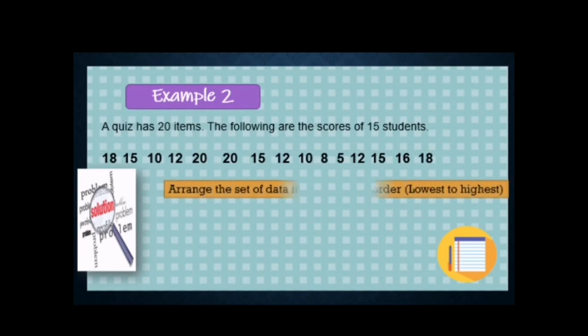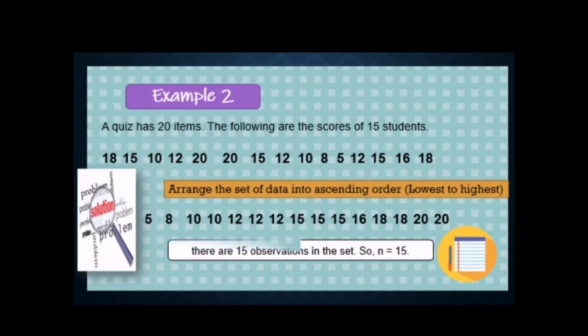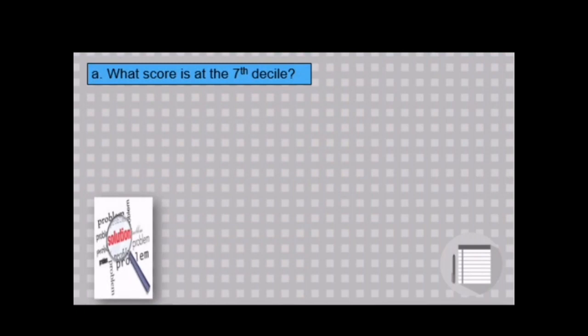So for letter A, the first thing you have to do is arrange the set of data into ascending order. So that will be the arrangement of the set of data. There are 15 observations in the set, so n is equal to 15. So letter A, what score is at the 7th decile?